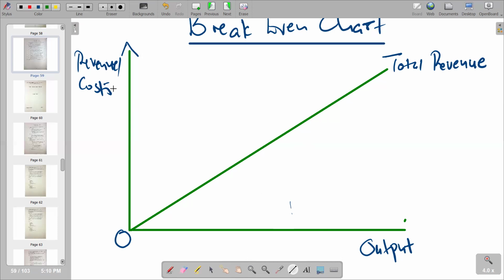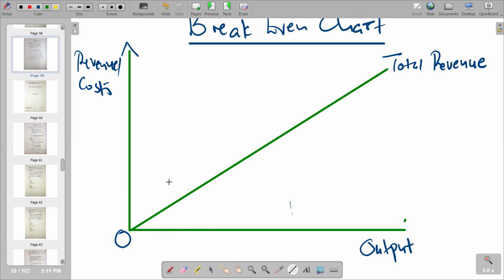Maybe before we go to the fixed cost curve, we can explain the total revenue curve. Why does it start at the point of origin? It's because if we produce zero output, zero units, we are also going to get zero revenue. We are not going to sell anything. So basically, that's what we have.